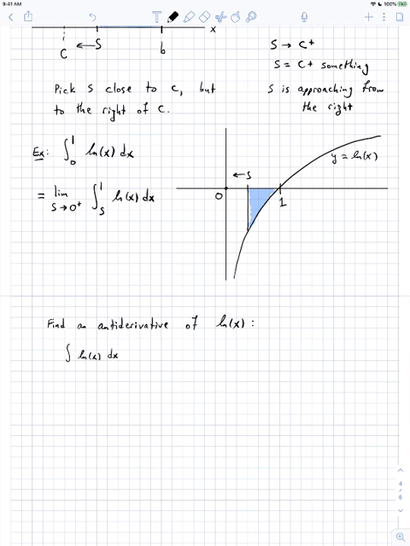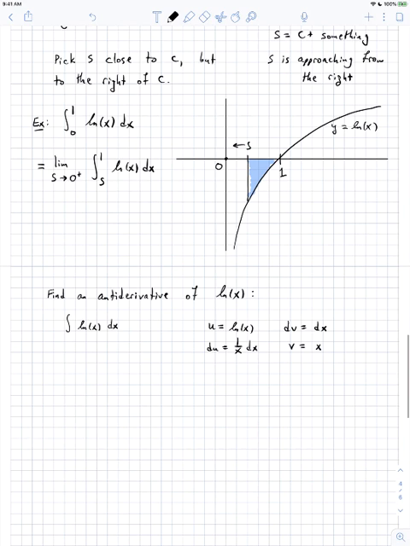So the way to evaluate this integral is using integration by parts. You let u be equal to ln of x, and then dv is equal to dx. So du is the derivative of ln of x, 1 over x dx, and then v is the antiderivative of 1. So that's going to be x. That's an antiderivative.